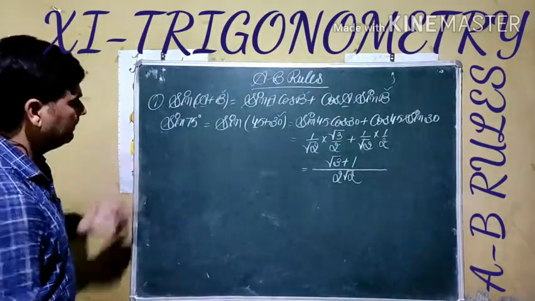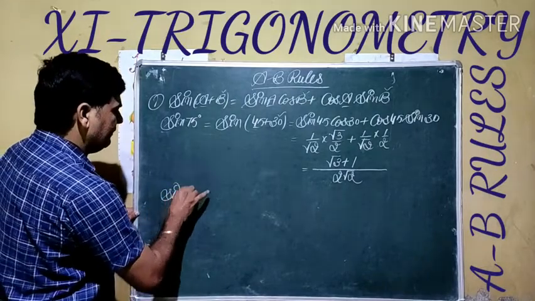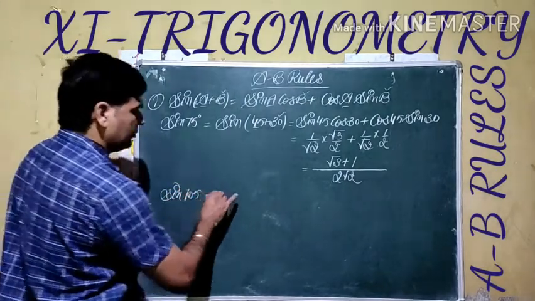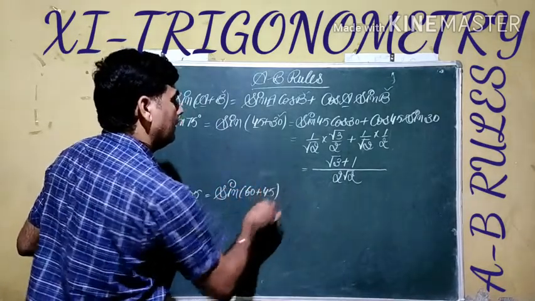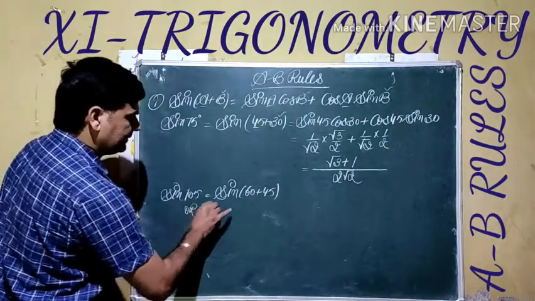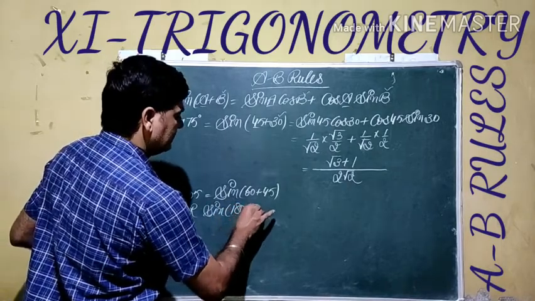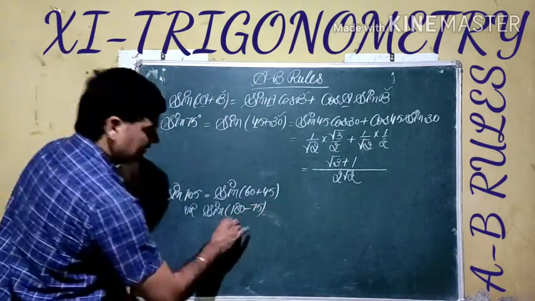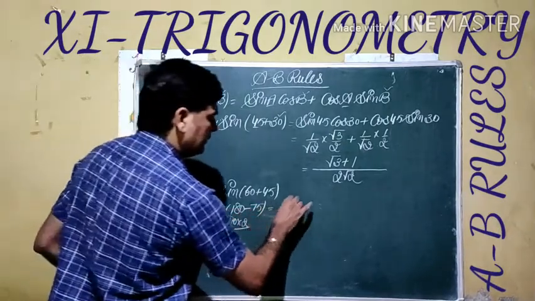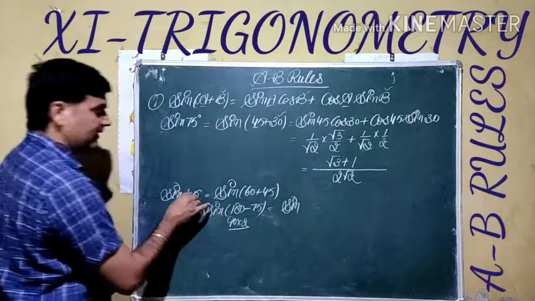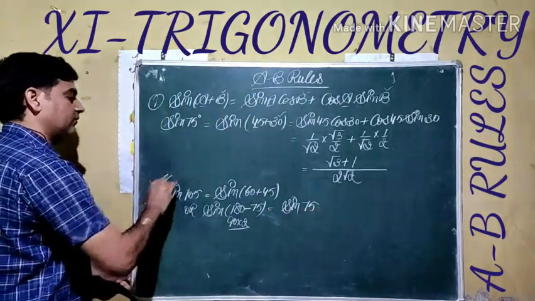In another sense, if we see sine 105, there are two options. We can break it like this, 60 plus 45. Otherwise, maybe break it like this, sine of 180 minus 75. It is an even multiple of 90, so no change here. For 105, second quadrant, so it remains positive. So we can also find the sine 105 value here.